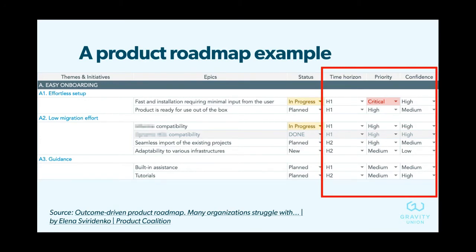But one of the columns here that I really like is this confidence one over on the far right-hand side. That's illustrating whether you feel a high, medium, or low level of confidence that this will be delivered. And again, this communicates realistic expectations to management stakeholders of whether this is going to be delivered in the time that we expect it to.